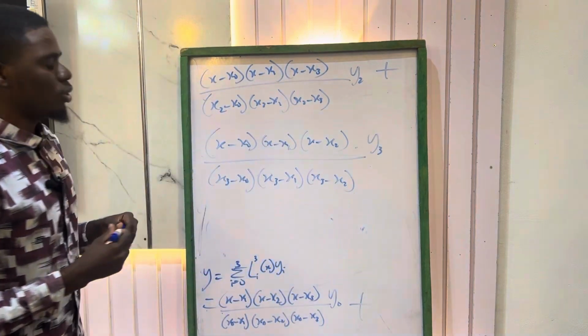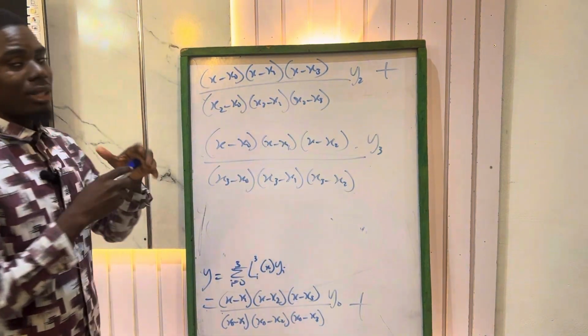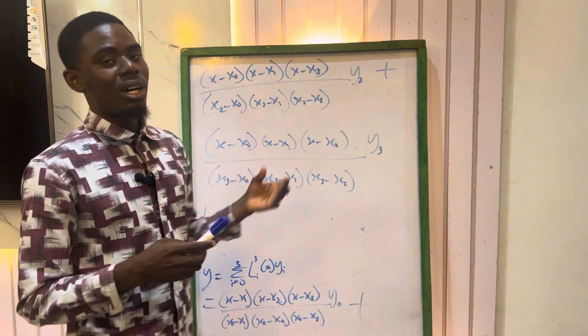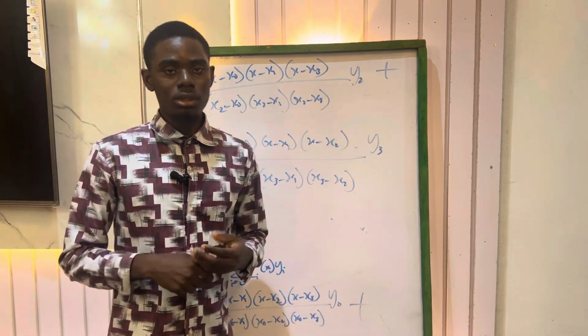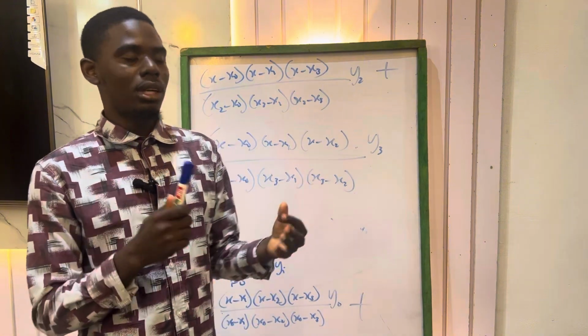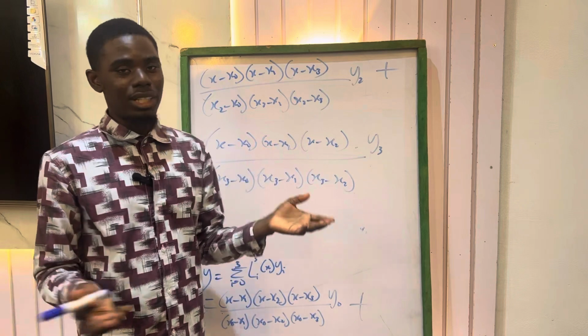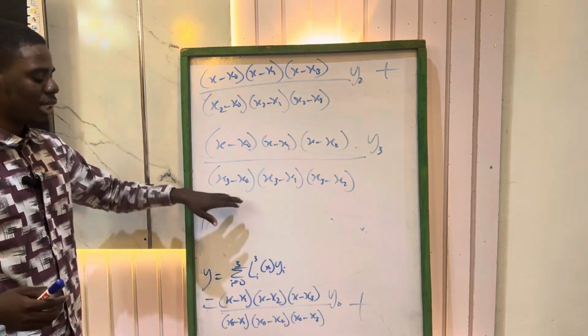So this equation is just as simple as it is. We already know our data points. We know what our x naught is, we know what our y naught is, we know what our x1 is, our y1, our x2, and our y3. We already know the points that were given. So we'll just slot in those points inside this equation.